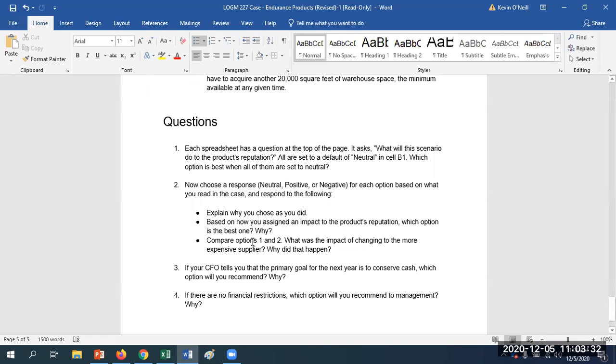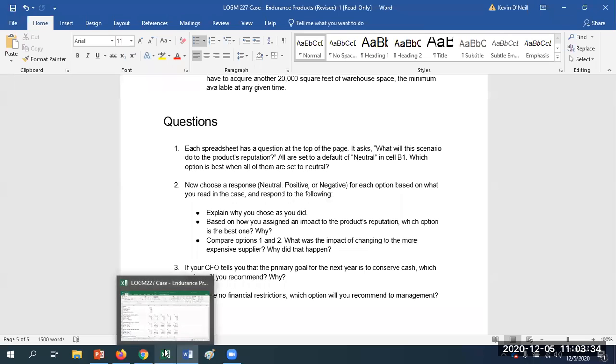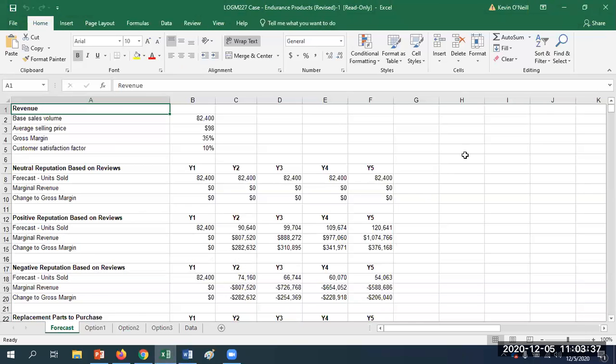So you have 3 choices. What we've done is we've prepared the financials for you. The first tab here in the spreadsheet is the forecast. The first one is, if my reputation is neutral, I'm going to sell about the same every year as I always sell: 82,400 units.